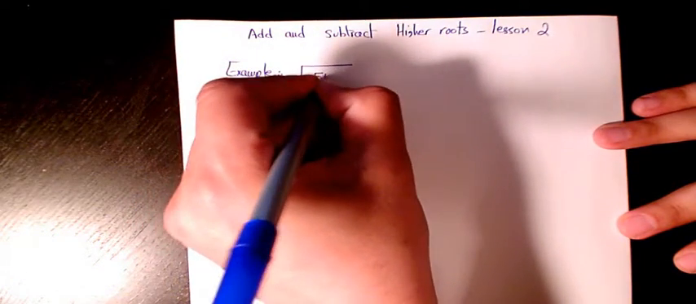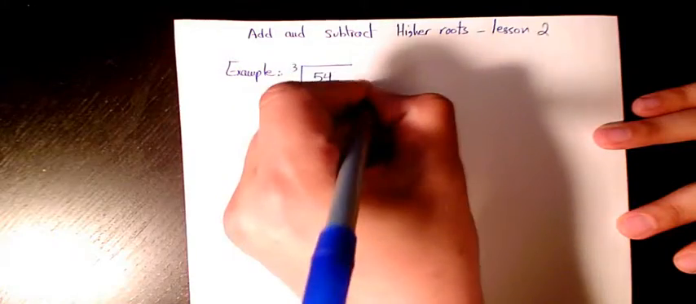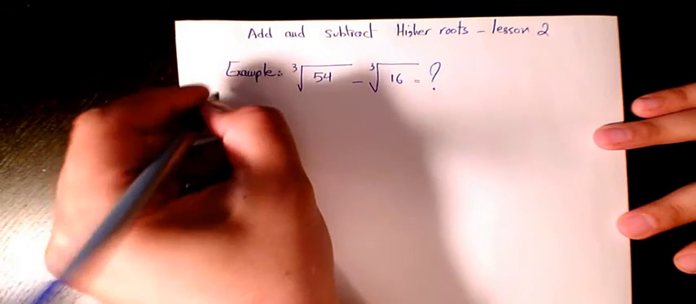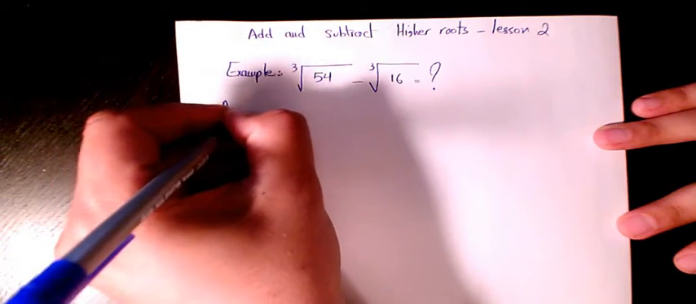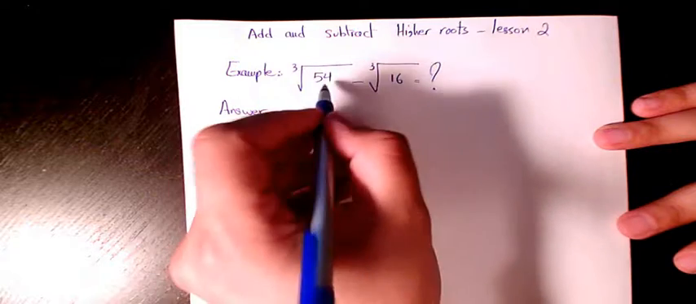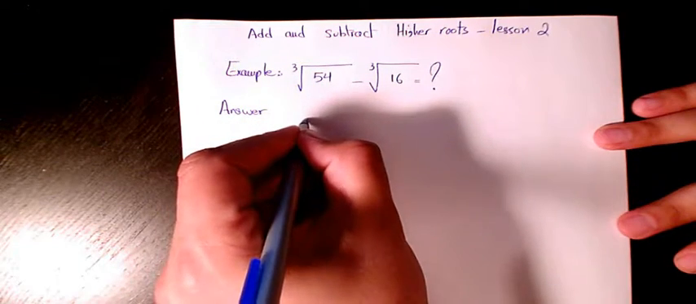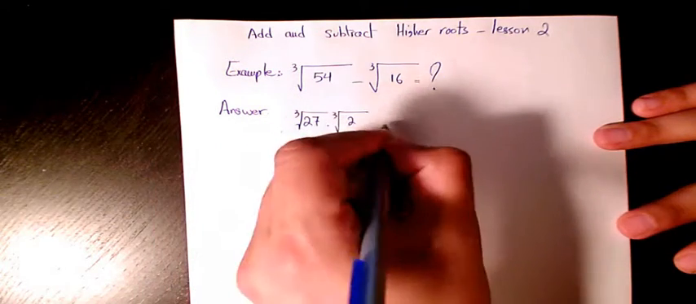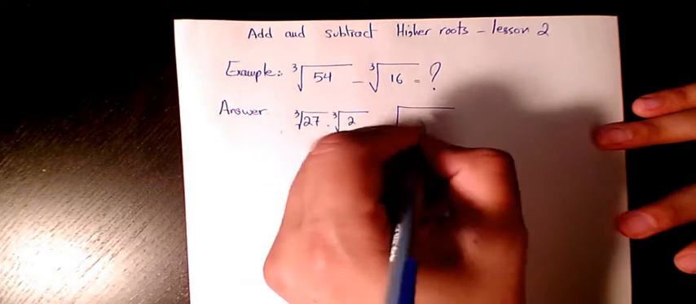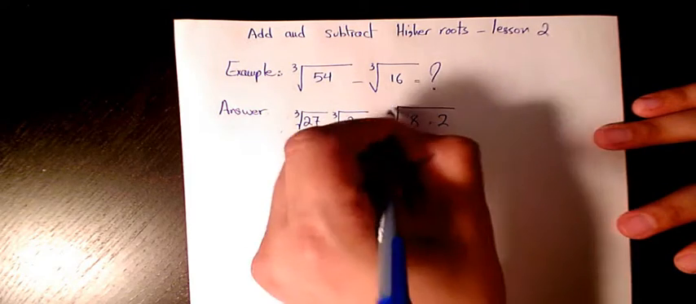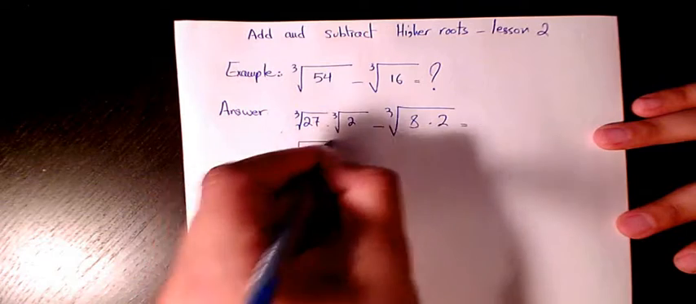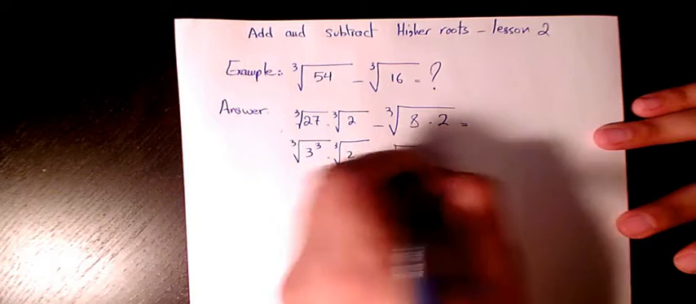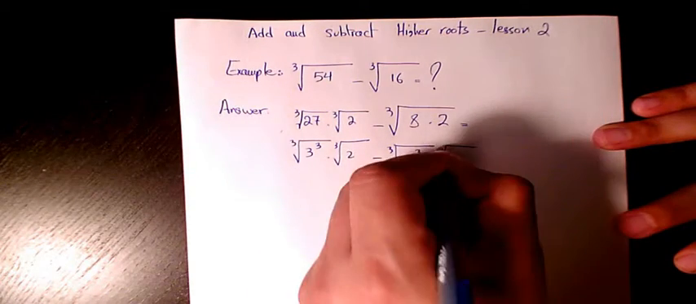So in this example I have cube root of 54 minus cube root of 16. Answer will be: 54 is 27 times 2, so we have cube root of 27 times cube root of 2, minus 8 times 2, then we can say it is 3 cube root of 2 here, minus 2 to the power of 3 cube root of 2.